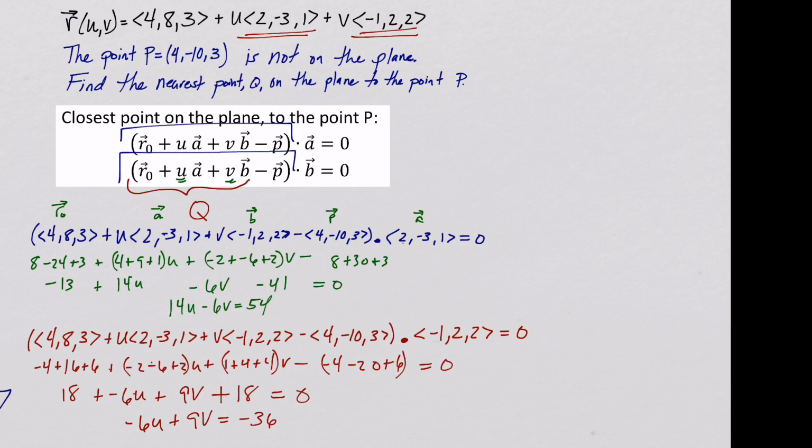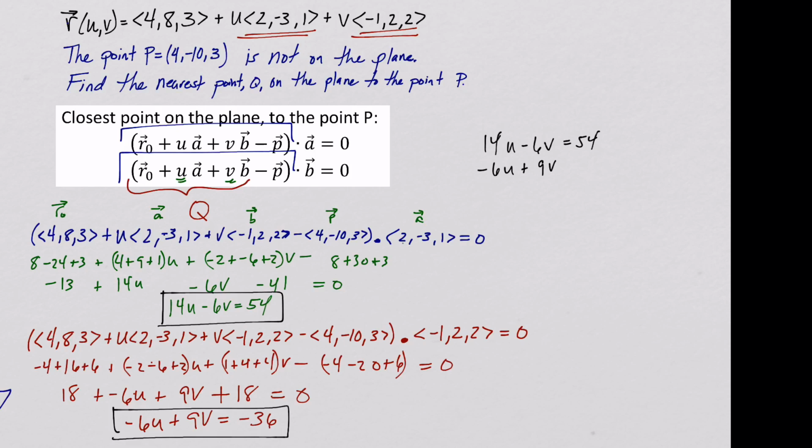Alright, so here's my 2 equations that I've got to use, right? So I've got this equation and this equation. And so I've got to solve this system of equations now. So I'm going to rewrite them over here. Just give me a little bit of room to work, right? And so I've got 14u minus 6v equals 54, and then I've got negative 6u plus 9v equals negative 36.